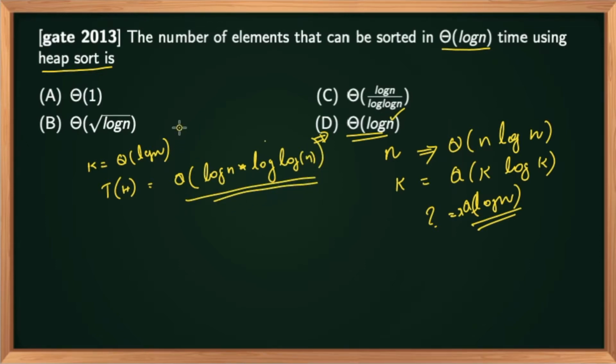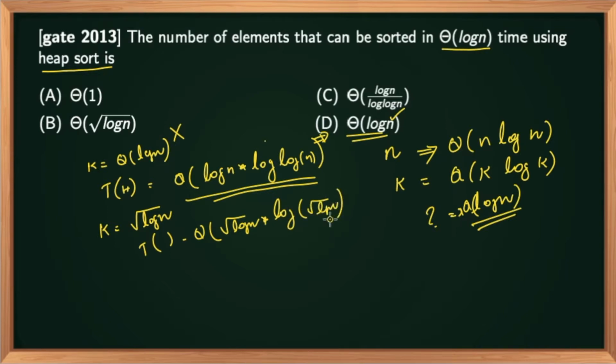So k equal to theta of log n is wrong. Let me take k equal to root log n. Then the time complexity needed for the heap sort will be theta of k log k, which is root log n into log of root log n. So this will be the time complexity, and that is also not equal to theta of log n.